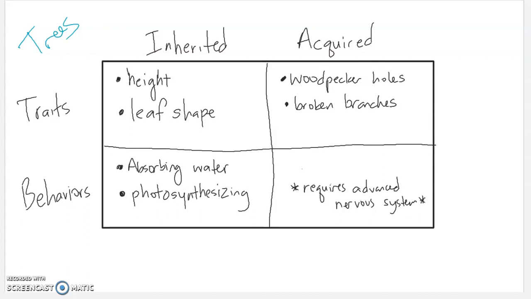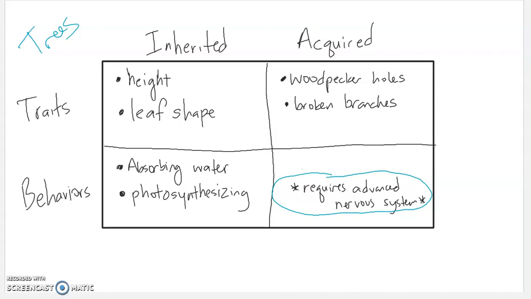They can also acquire some traits like, I don't know, woodpecker holes or broken branches, things that happen to the tree as it's alive. They're not inherited. They're acquired. They happen to it. Acquired behaviors, I don't think trees have, to my knowledge. It's possible.